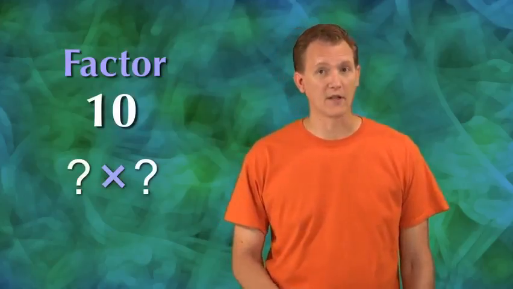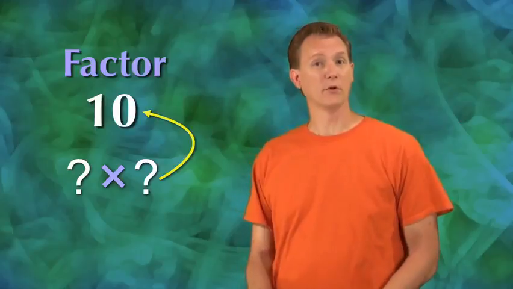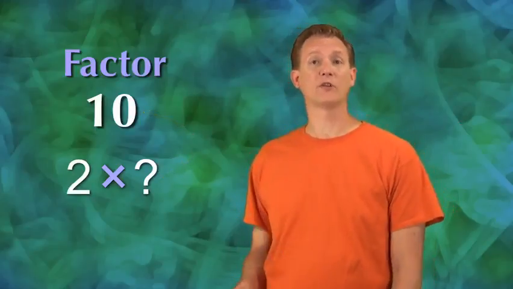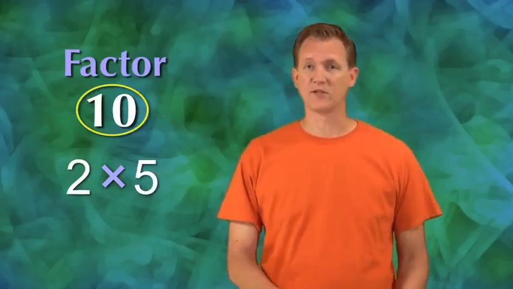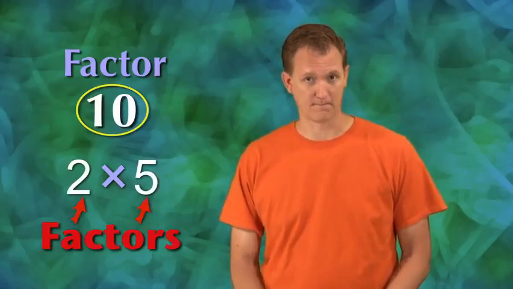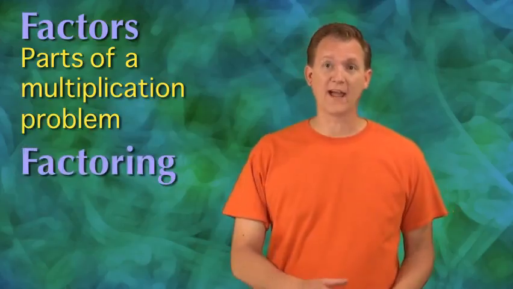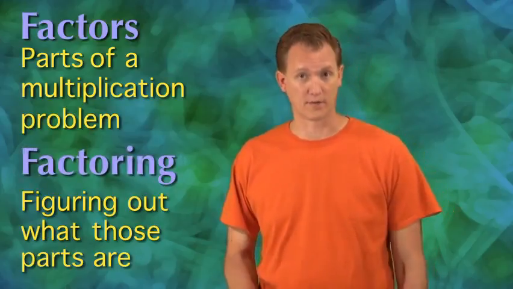For example, let's say you're asked to factor the number 10. Now that means that you need to figure out what numbers you could multiply together to get 10. If you know your multiplication table, you'll remember that 2 times 5 equals 10. That means that 2 and 5 are factors of 10. So factors are just the parts of a multiplication problem. And factoring is figuring out what those parts are.